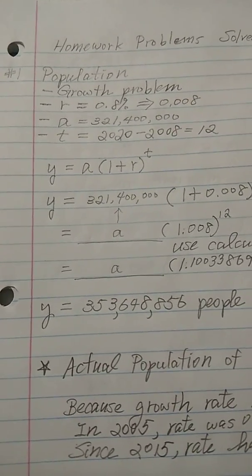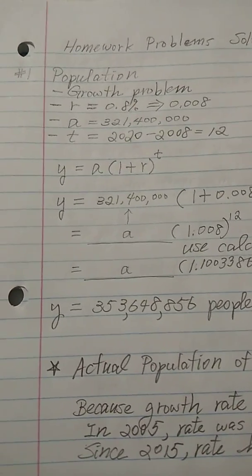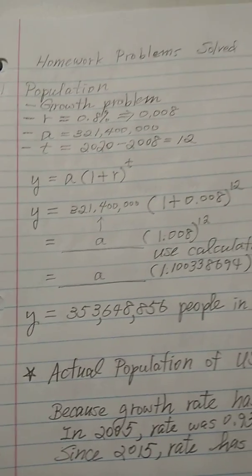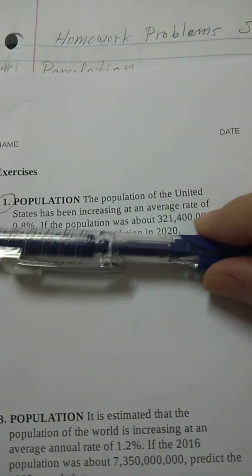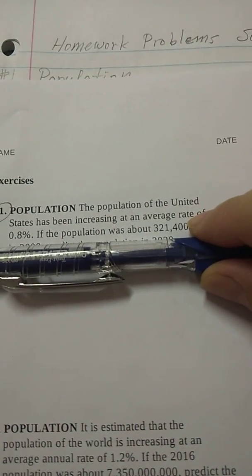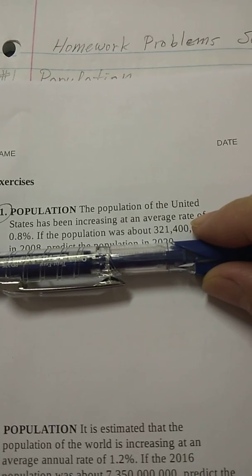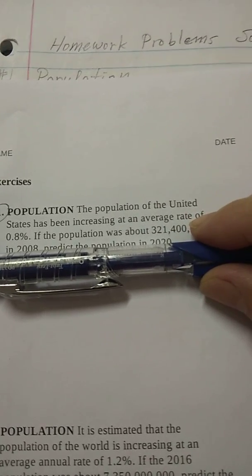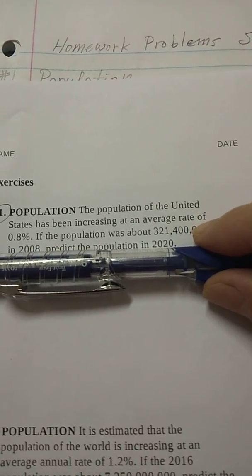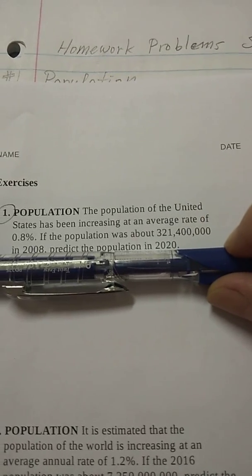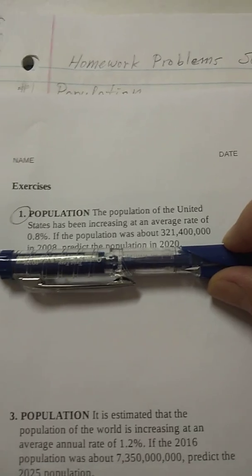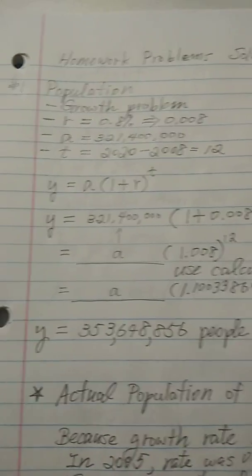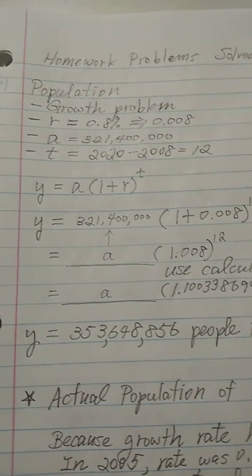Okay, this was question number 1 on the front side of the worksheet. In the question it says, the population of the United States has been increasing at an average rate of 0.8%. If the population was about 321.4 million in 2008, predict the population in 2020. Okay, so for this question, we can see that it's a growth question.